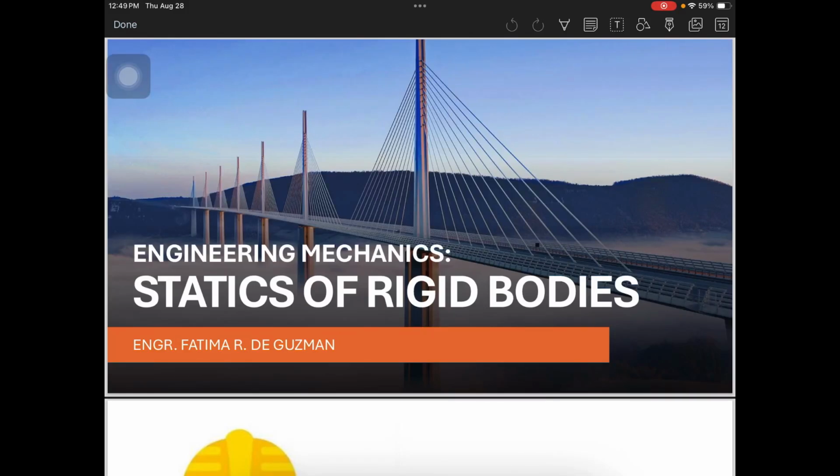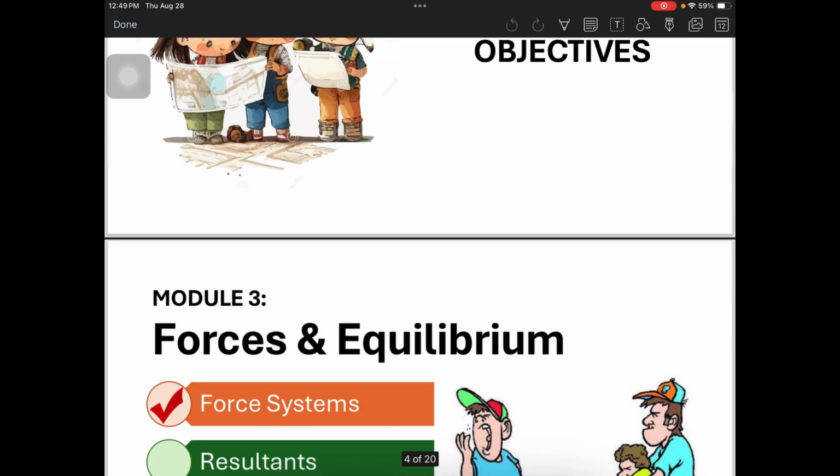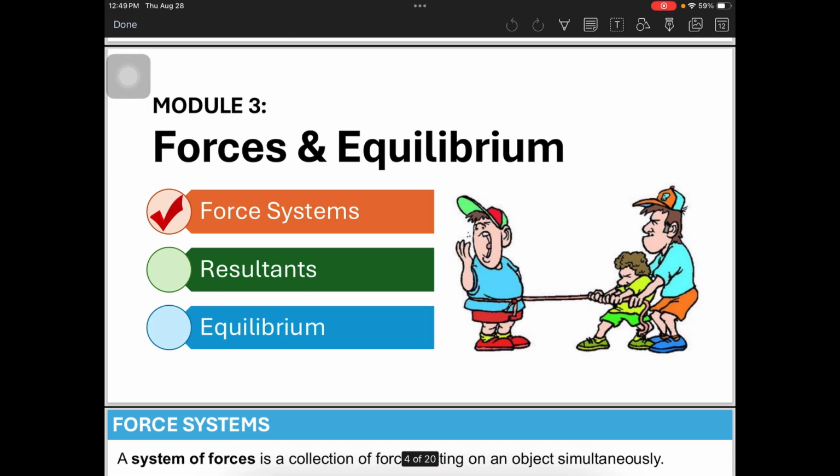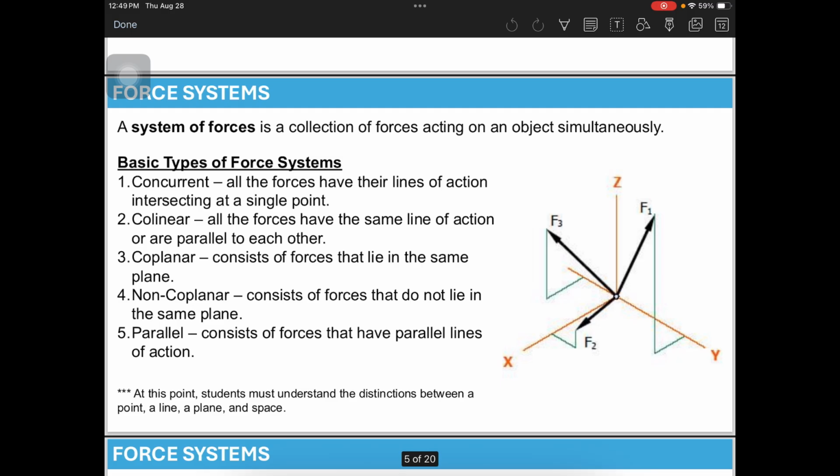Hi class, so sa module 3 na tayo. Review for statics. So module 3 is divided sa tatlo. First, force systems, then resultants, then equilibrium. We've introduced yung mga basic types of force system.